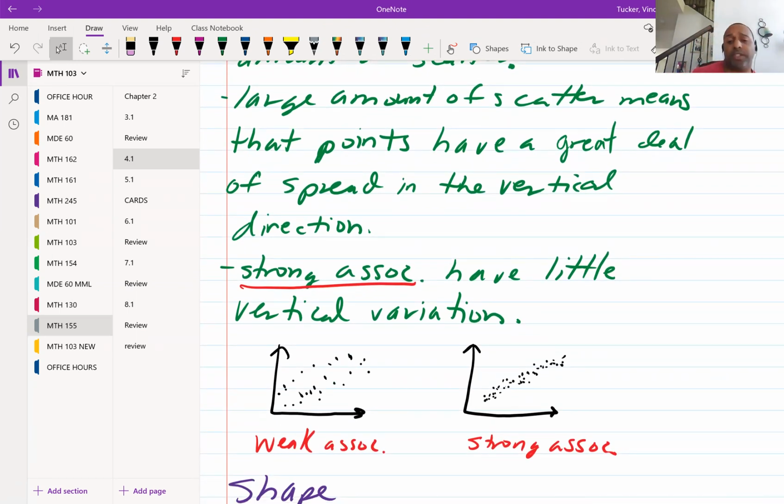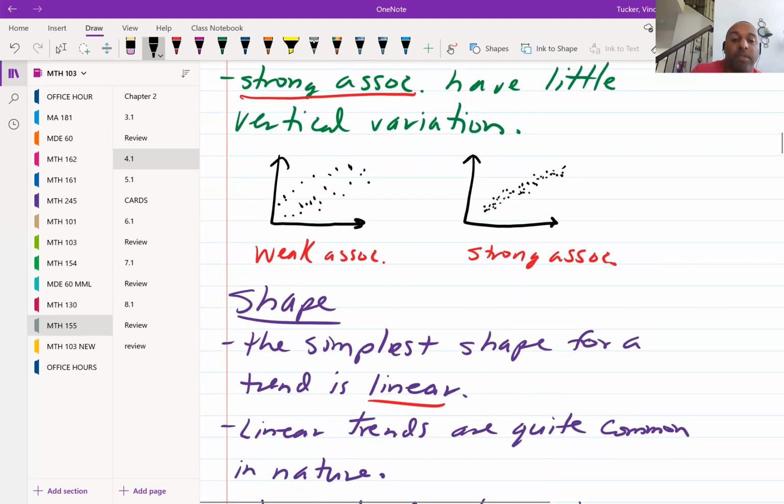All right, and then here, once again, just a generic example of how these associations could look when it comes to these plots and these points. The more they are together, the stronger the association. The more they are apart, the weaker the association.